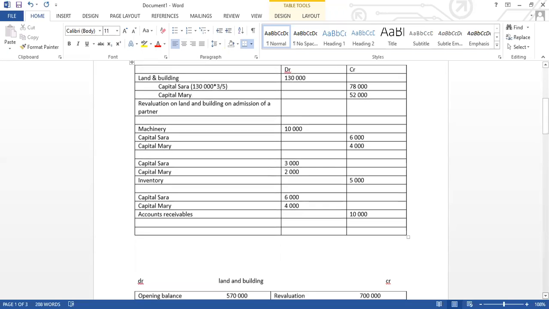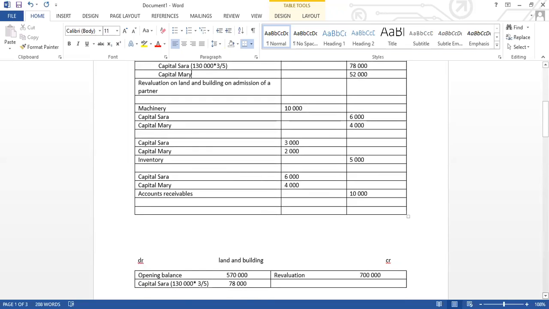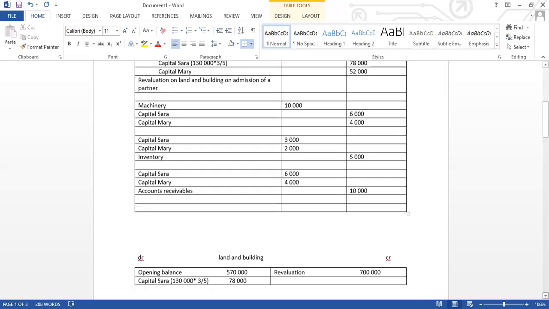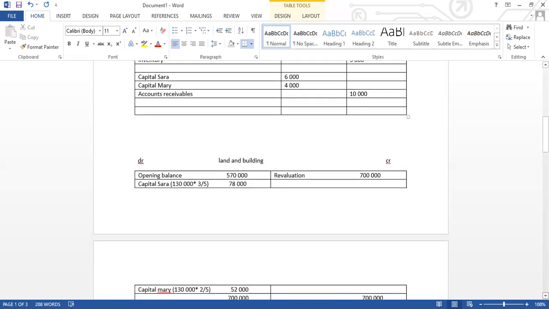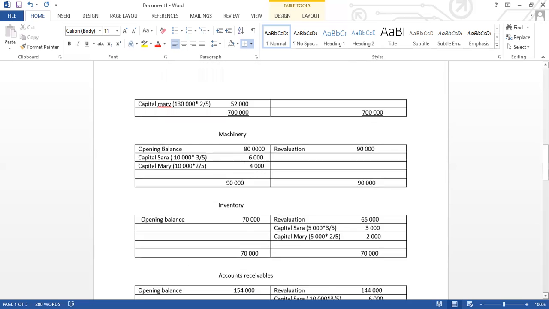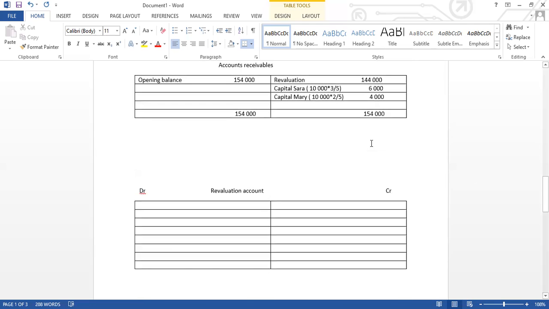Now I was thinking, maybe we can finish this whole exercise, then we can do the revaluation account. Or what do you think? Yes, please finish the exercise. Because in most of the examination question papers that I see, they hardly ask you to draw up the revaluation account and also the ledger account. So it's good that we focus on the most important things first.